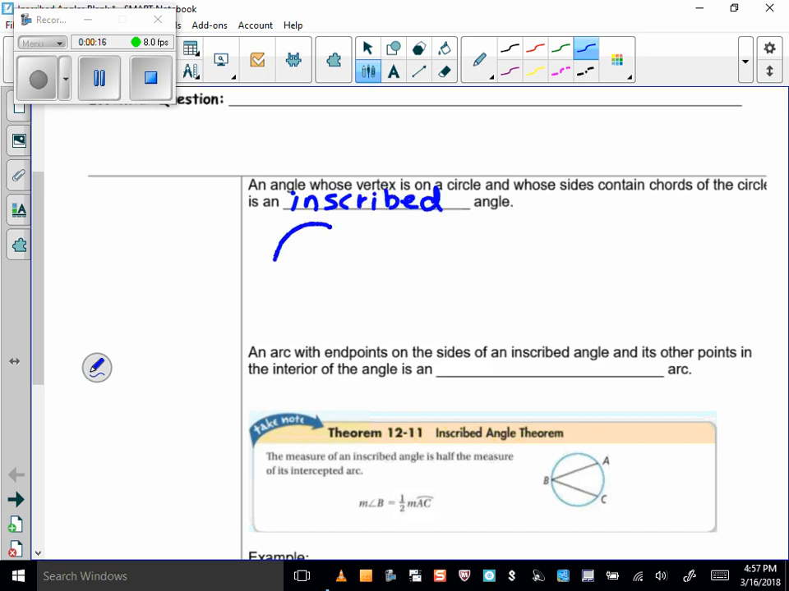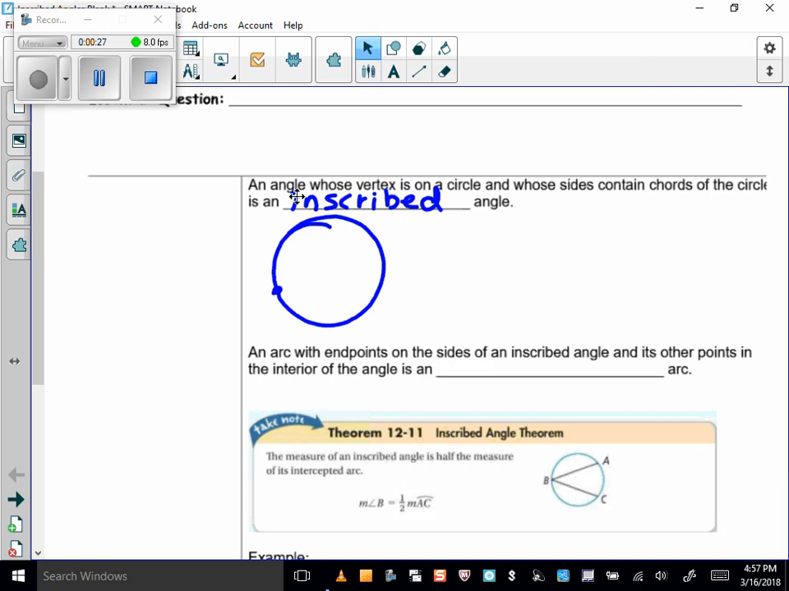So let's draw one. Got to have a circle if you want to have an inscribed angle. Vertex is on a circle, so this would be our vertex, and the sides contain chords of the circle. So here's a chord, here's a chord. So this angle right here, angle 1, is an inscribed angle.